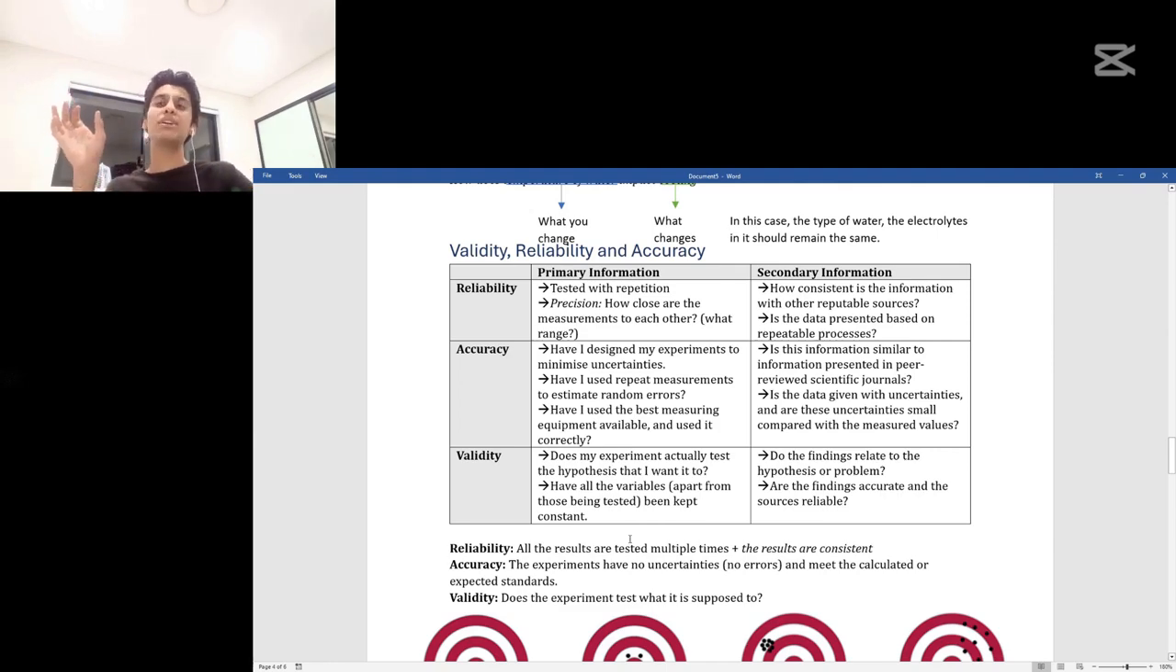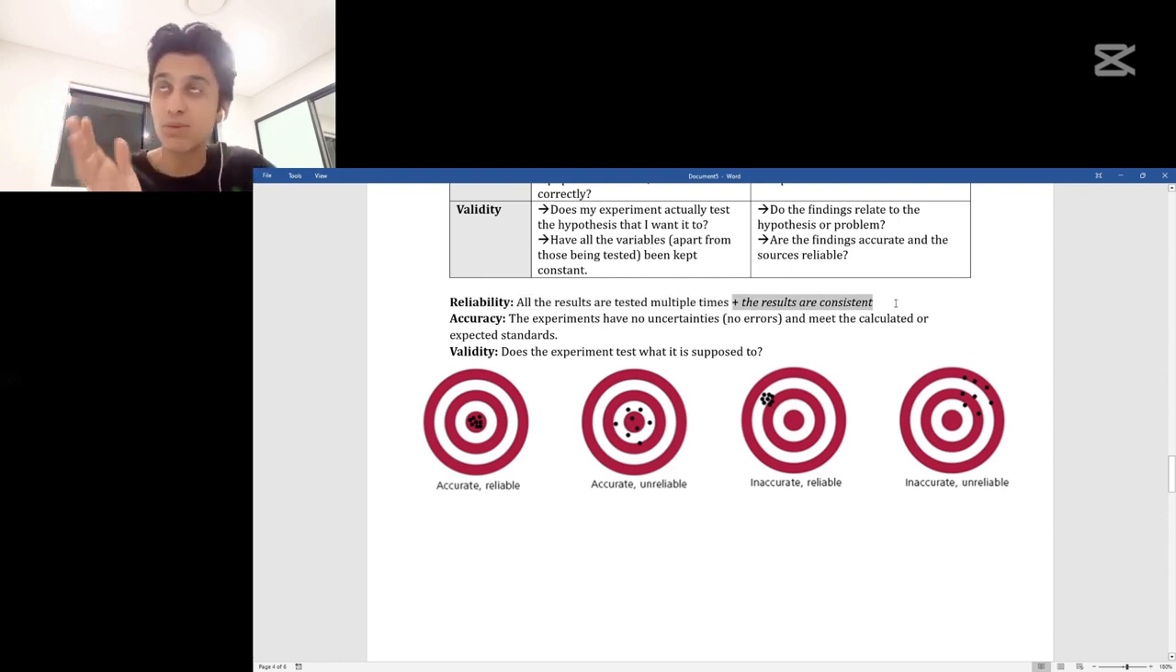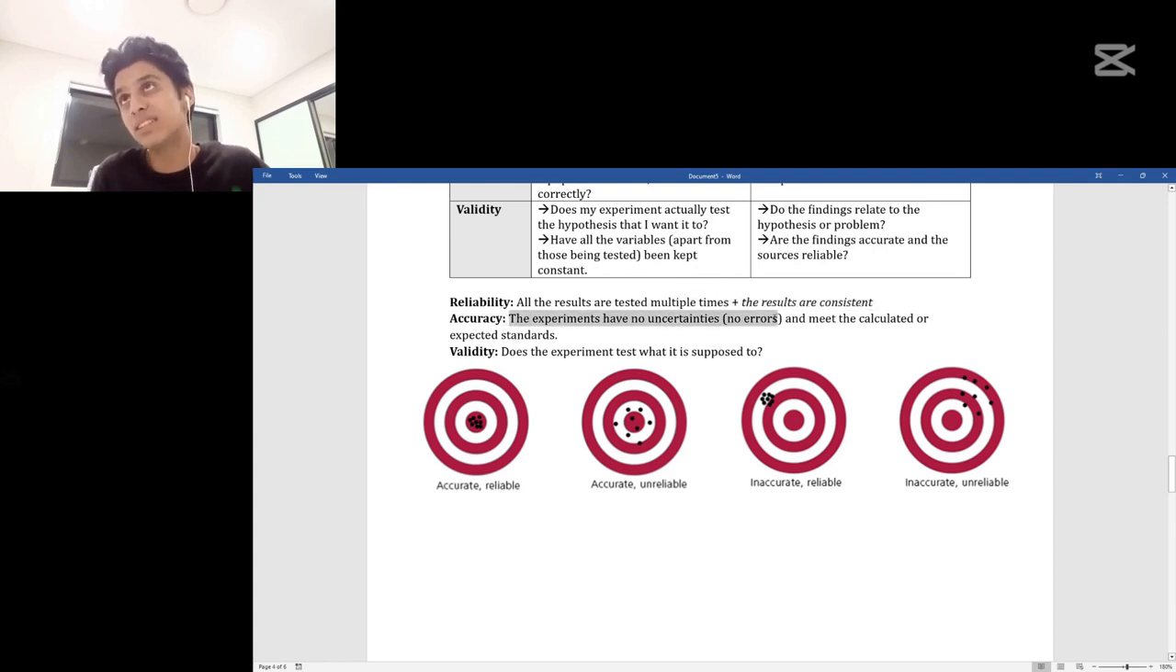Let's look at the key definitions, and then we'll look at the examples. Reliability: all the results are tested multiple times, and the results are consistent. So this is where precision comes in. Accuracy: the experiments have no uncertainties, no errors, and meet the calculated or expected standards. Validity, finally: does the experiment test what it is supposed to? Does the experiment actually test the hypothesis?